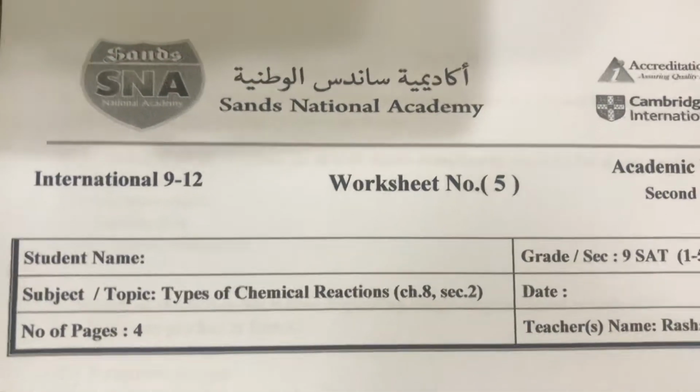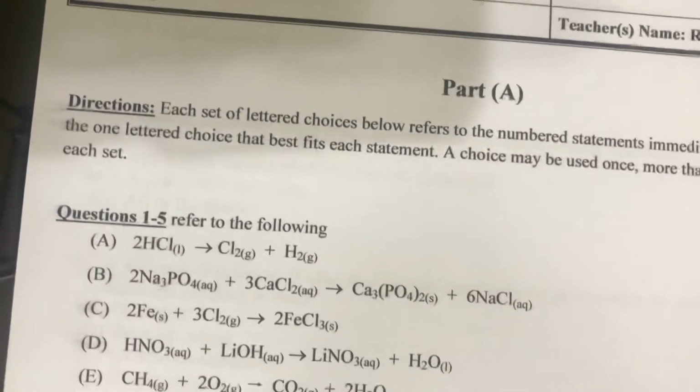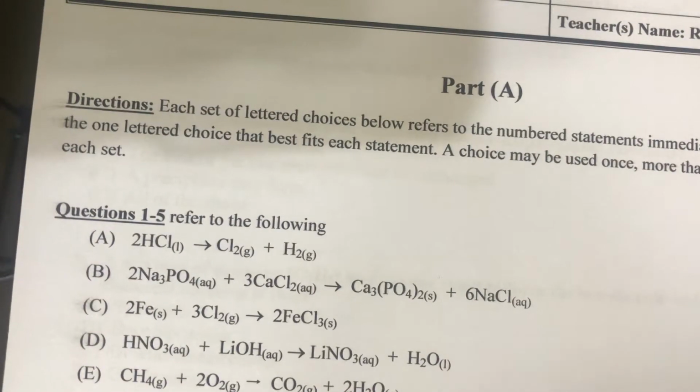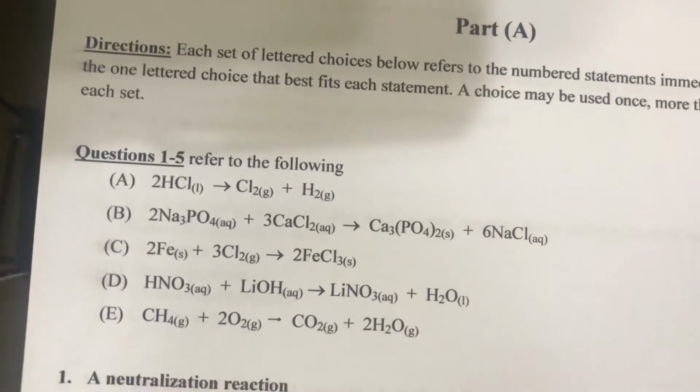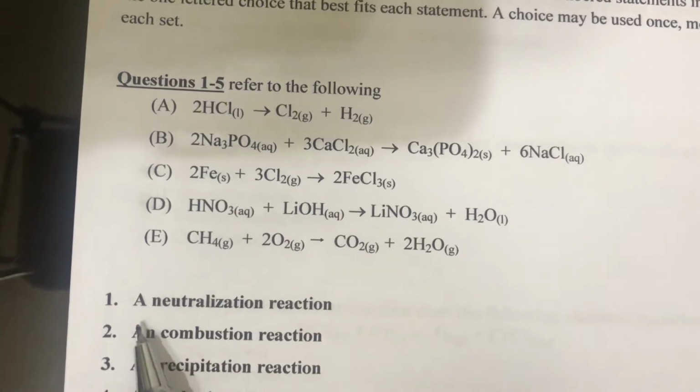Worksheet 5, Types of Chemical Reactions. So here, questions 1 to 5 refer to the following equations. Here you have equations, and here the questions. Now question 1, a neutralization reaction.